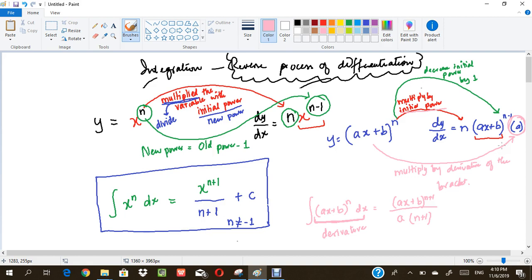And since we had initially multiplied by the derivative, in order to reverse the effect, you have to divide by the derivative and not the integral. I hope this is clear. If you still have any questions, you can ask in the comments, and inshallah I'll try to answer this. And then obviously here comes a plus c.